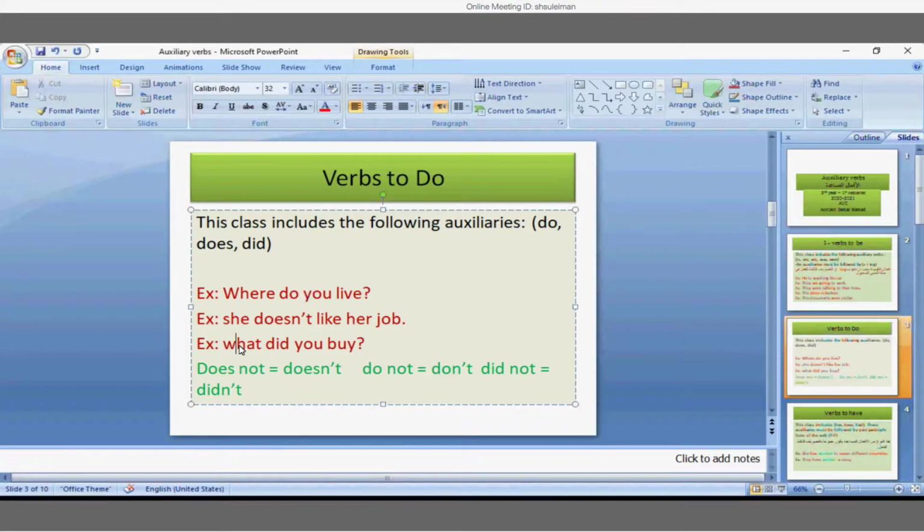The third example, what did you buy? What did you buy? Here did in the past tense used to ask a question, used as an auxiliary verb after the question word what in order to make an interrogative sentence. So we got three do auxiliaries, do, does, and did.